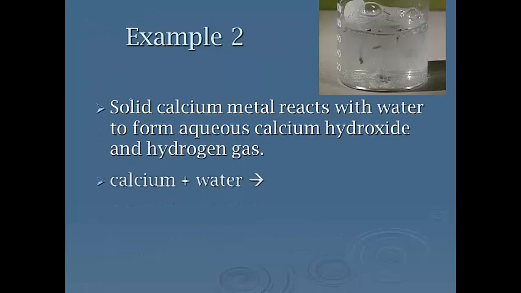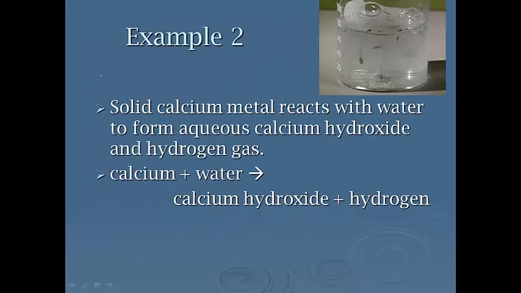Okay. Now another example, you've got solid calcium metal reacts with water to form aqueous calcium hydroxide and hydrogen gas. So again, what I've done here is your word equation to just organize where your reactants are and where your products are. Some people are very easily going to be able to skip this step, but if you get confused as to what's what, take the time to write it out. It's going to make it easier.